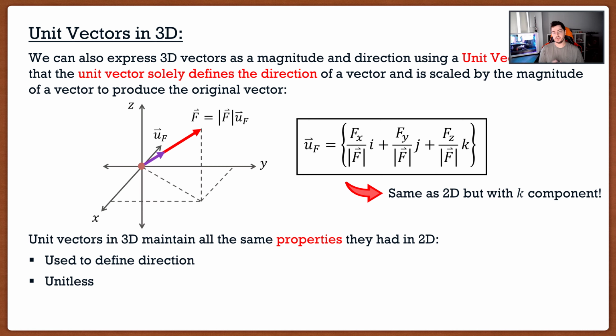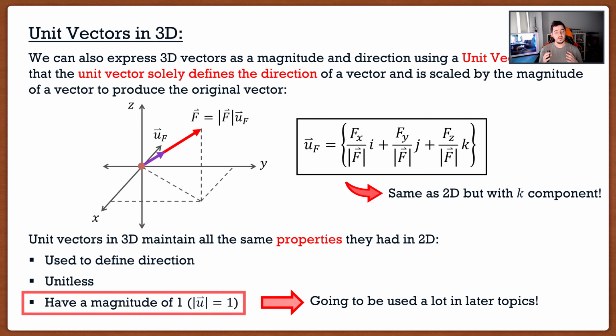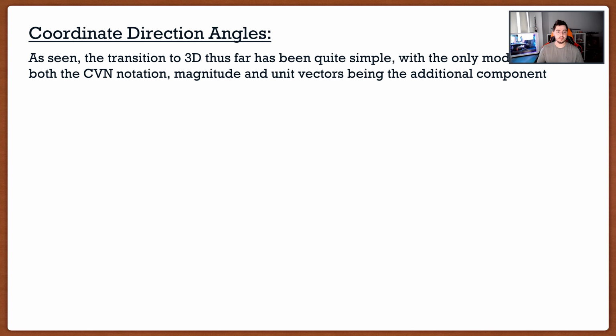Now, the last one, which is very important, and we've talked about this already, is that they actually have a magnitude of 1. And you guys are saying, Clayton, you keep saying that and you say it's important, but we've never had to use that idea. Well, in this lecture later on, as we're going to see, this is going to become very important, not only now, but also in later topics. So always remember, unit vectors have a magnitude of 1. Going to come in handy.